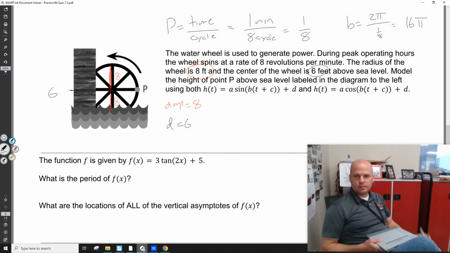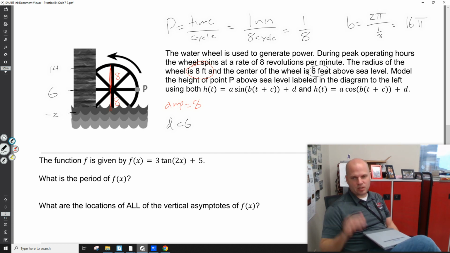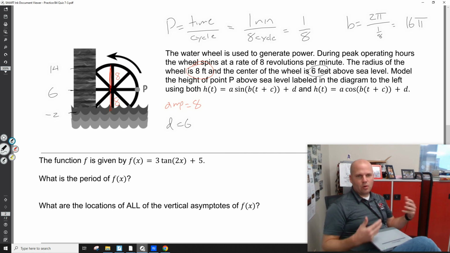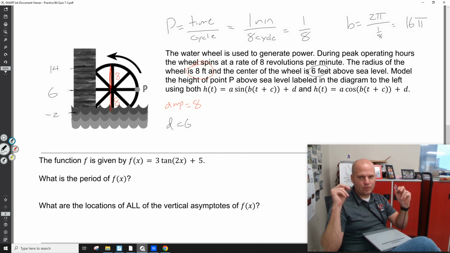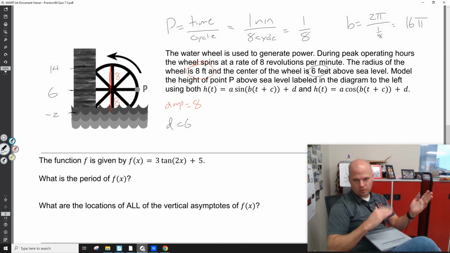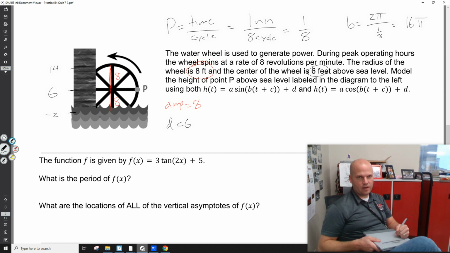The center of the wheel is 6 feet above sea level, so that's my midline adjusted. So we're at 6. That means we're going to go up to 14. We're going to go down to -2. We kind of tried to do this with the boat, getting some negative values. If I asked you for the max and min, boom, 14 and -2. We are below sea level of 0. Not super important, but maybe if I asked you what's going on in a very small interval, we can have some negative heights that are increasing or decreasing. If your point is down here, you'd have a negative height that could be decreasing or increasing.